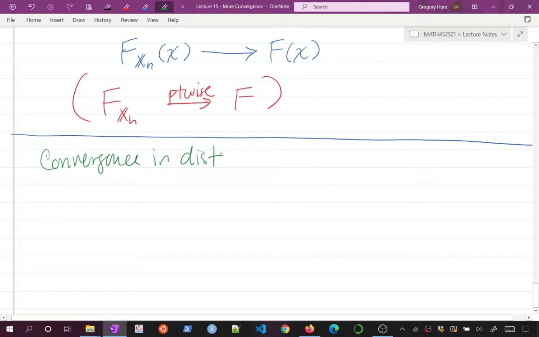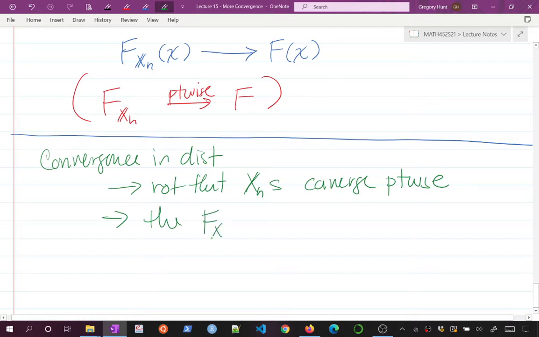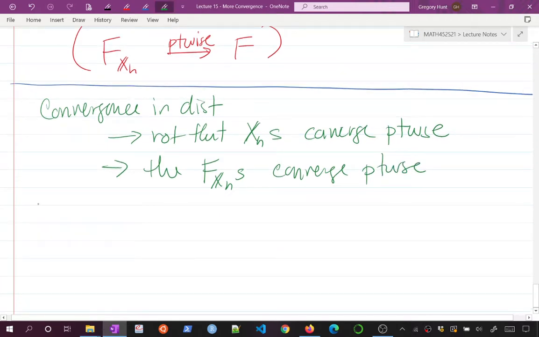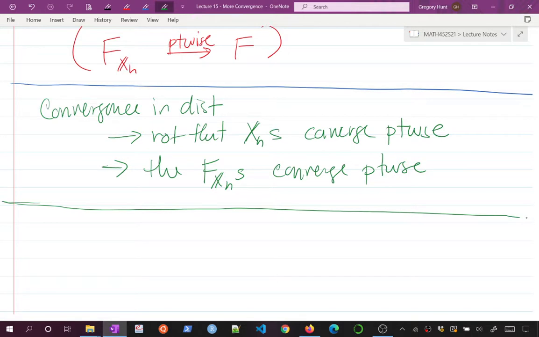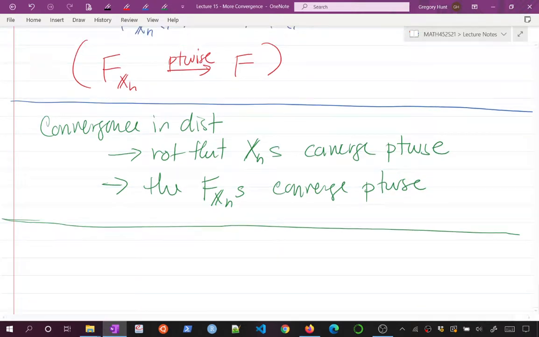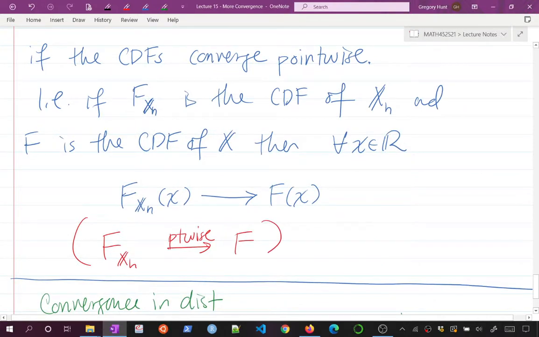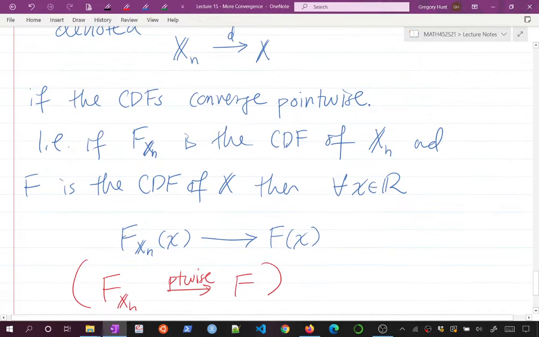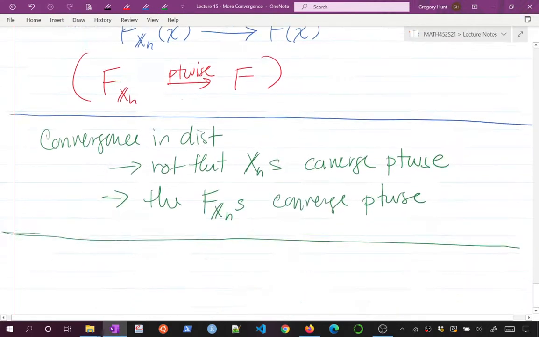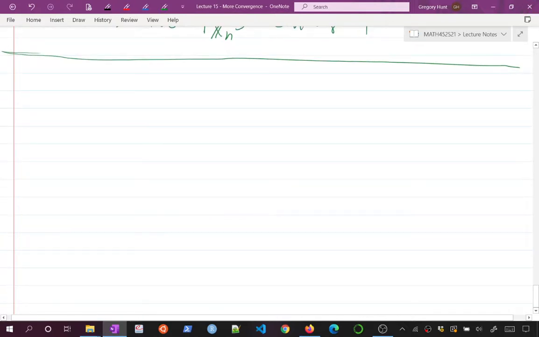So in some ways, convergence in distribution is, it's not that the xn's converge pointwise. It's that the CDFs of the xn's converge pointwise as functions. So that's one kind of relation to almost sure convergence. So let's look at an example. In some ways, this is the nicest of them. All you have to do is get the CDFs to converge in some nice way. Then that's called convergence in distribution. The cumulative distribution function converges.